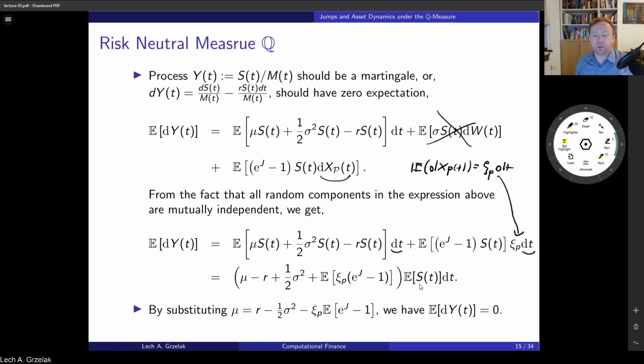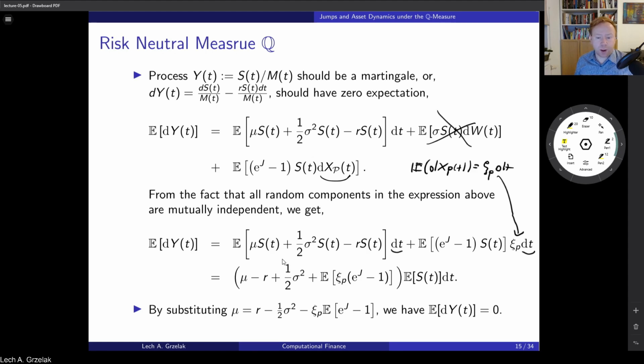So we have expectation of St times dt. Then we have a mu minus, which is from here, plus half sigma squared. And now we have only one element left, which is an expectation of e to the power J minus 1. And here, this xi p can also be taken outside the expectation. As you can see, it was already outside the expectation. Somehow I put it inside, but it can be outside.